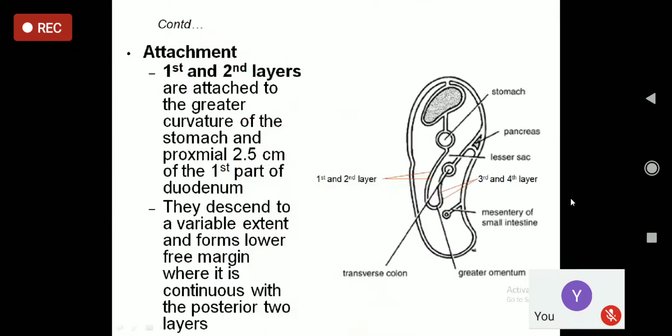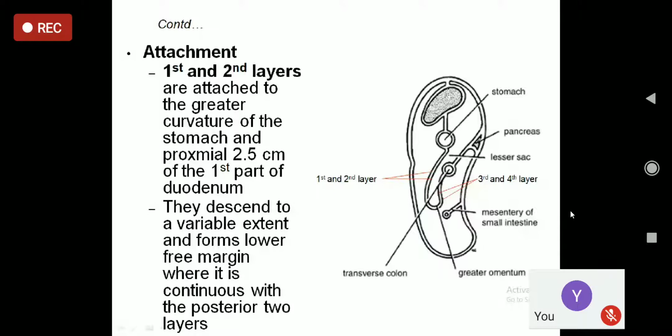And the four layers of the greater omentum are this. So here we can see the first layer and the second layer, and they fold to form the third and the fourth layer of the greater omentum. So first, second, third, and the fourth layer. So in the embryonic life, they are separate, and later on they fuse together.